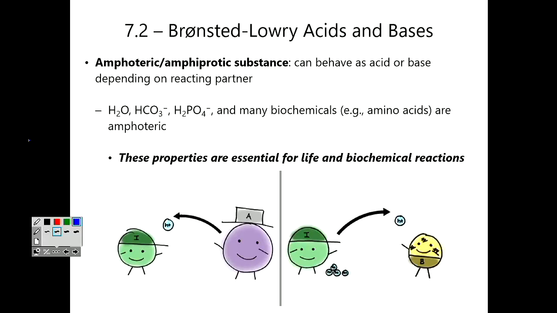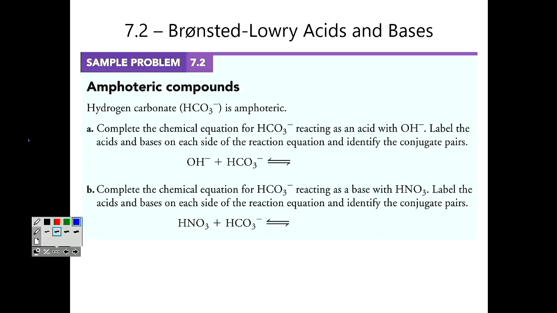Turns out bicarbonate, this is dihydrogen phosphate. Hydrogen phosphate can also do the same thing, the one that we just saw. Many, many biochemicals, for example, amino acids, amongst others, are amphoteric. So this would be a substance that, again, depending on what it's reacting with, it can either accept a proton on the left, here it's accepting it, but it can also donate a proton, depending on what it's reacting. So these properties are critically important for life and for biochemical transformations, as we're going to see throughout the course.